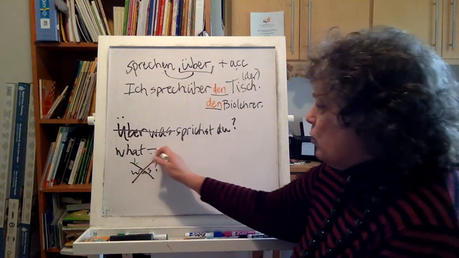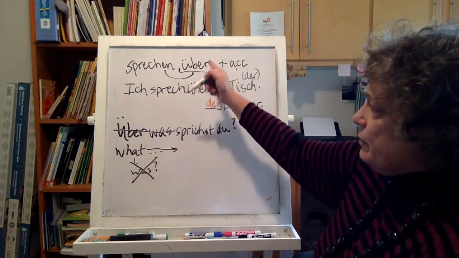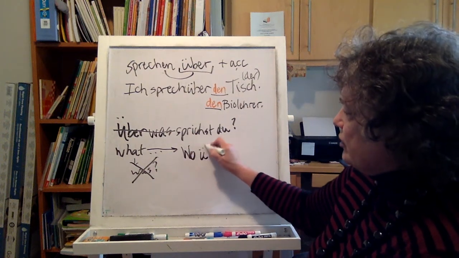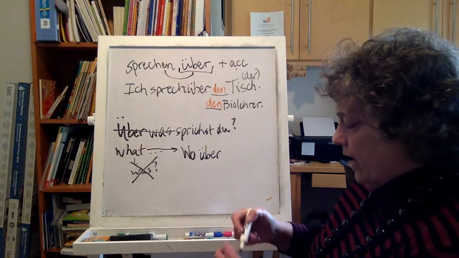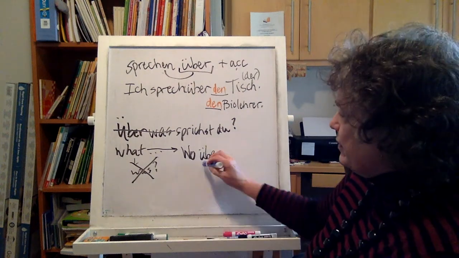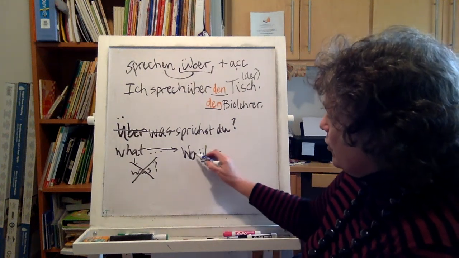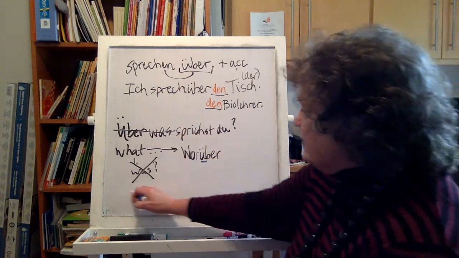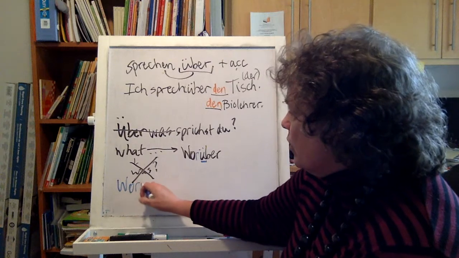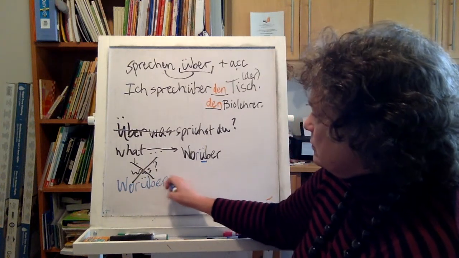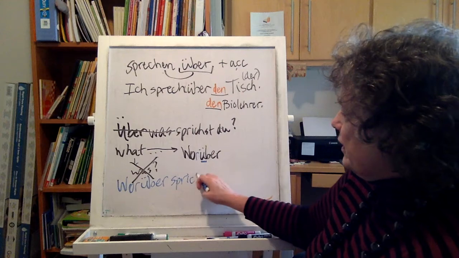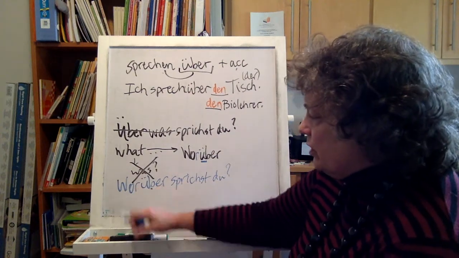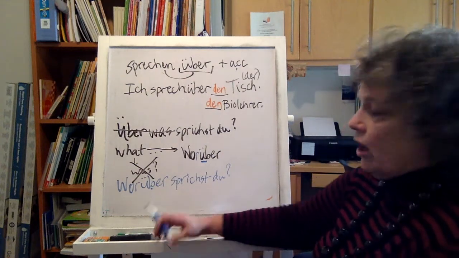When you want to say what with a verb that has a preposition with it, you're going to start with wo and you're going to attach the preposition. And not only that, if the preposition starts with a vowel, you're going to put an R right there. So really, this sentence is going to read, worüber sprichst du? About what are you talking?